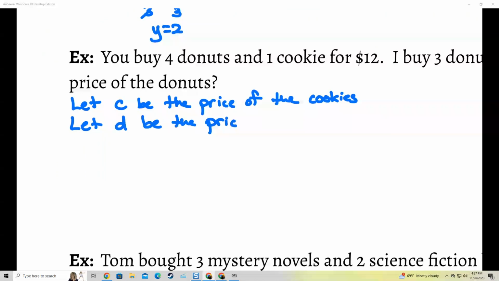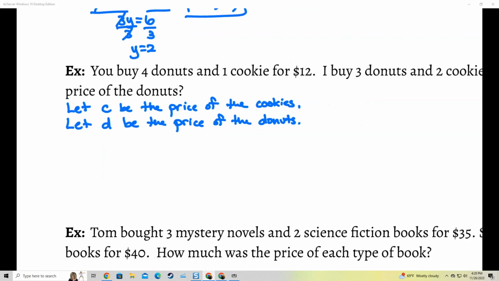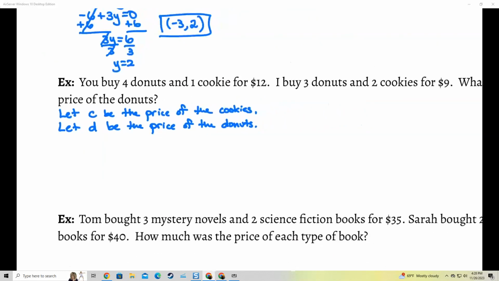Now I know some of you guys are going to say, wait a minute, we did a problem like this before and we didn't define it this way. We defined it as how many cookies and how many donuts. Well, I know how many cookies I bought and I know how many donuts I bought, right? So that's not a mystery. In this case, the mystery is the price. So that's why we're changing it, okay? So you've really got to be kind of careful with these type of problems.